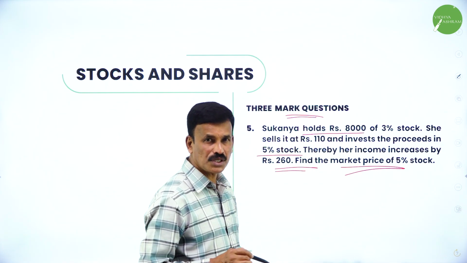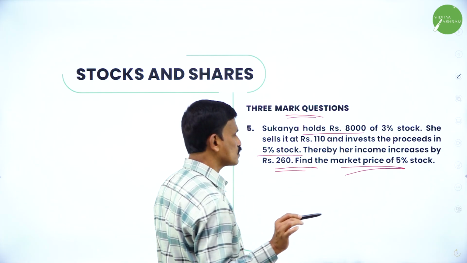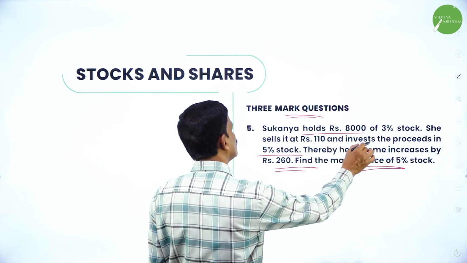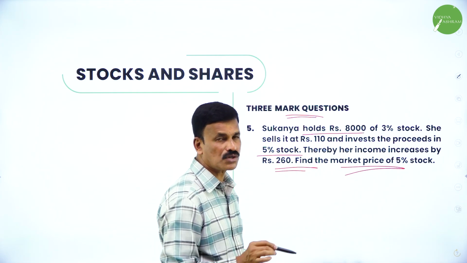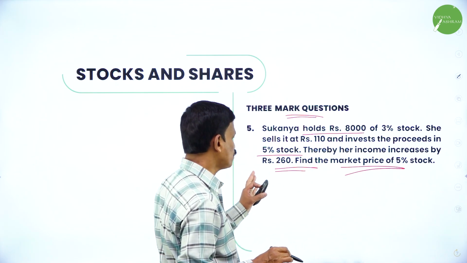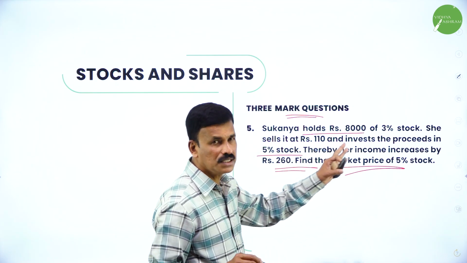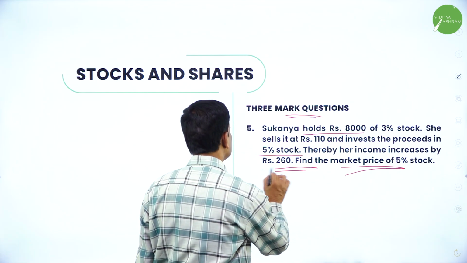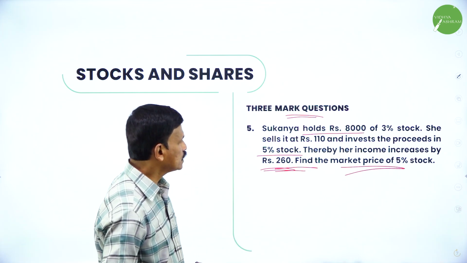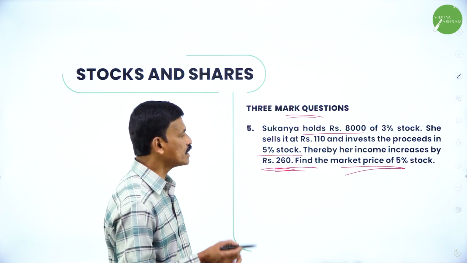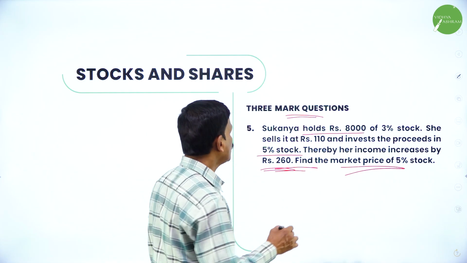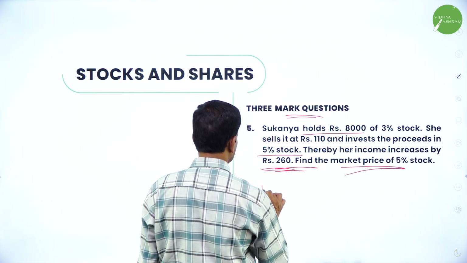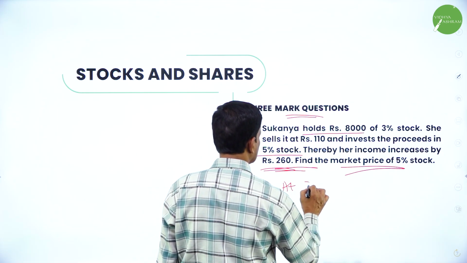Sukanya holds 8,000 rupees of 3% stock. She sells it at rupees 110 and invests the proceeds in 5% stock. So she invested in 5%. Thereby the income increases by rupees 260. Find the market price of 5% stock. Now just find out at 3% stock. Case number 1, 3% stock.